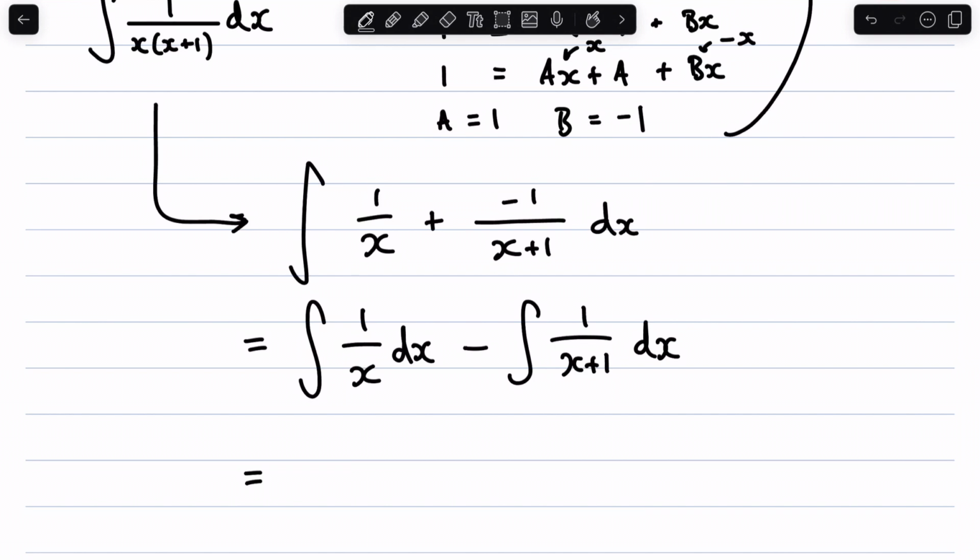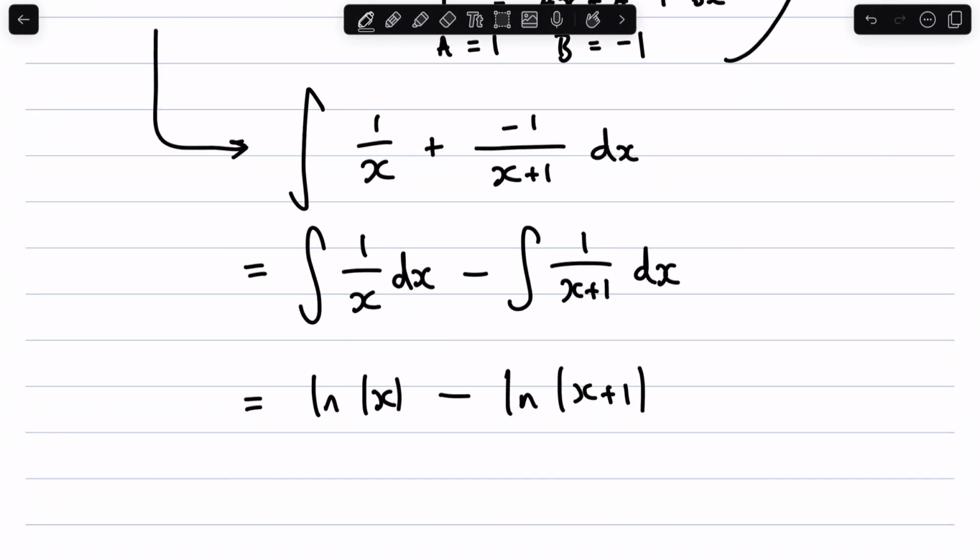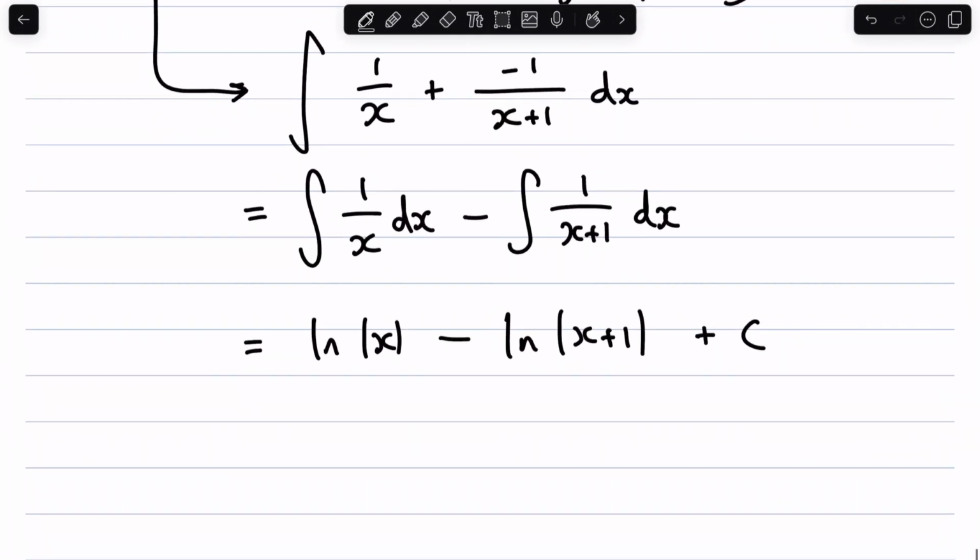This first integral is just equal to log of x, and the second integral is log of x plus 1. And because it's an indefinite integral, we'll just have this constant added at the end. And so if we can then combine these logs, we'll have log of x over x plus 1 plus that constant.